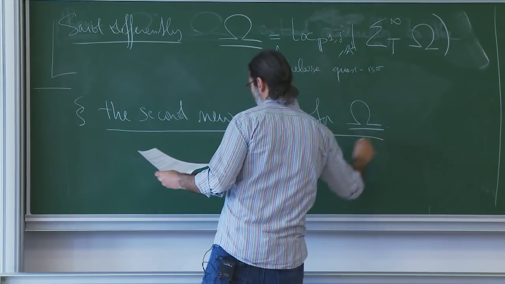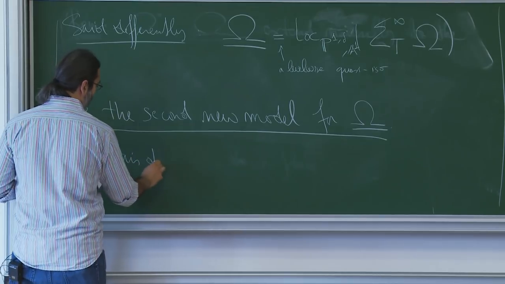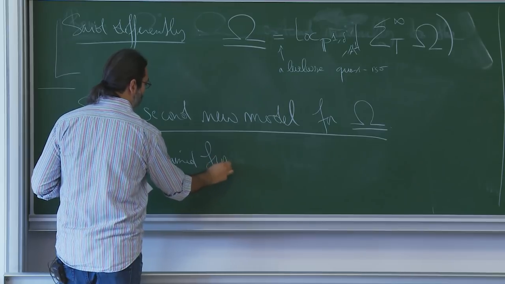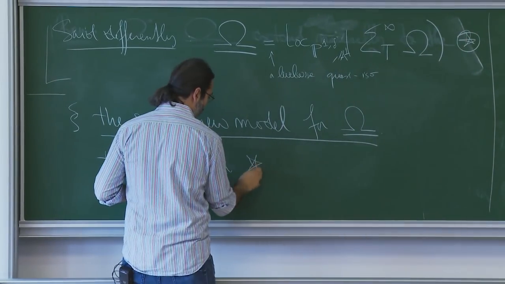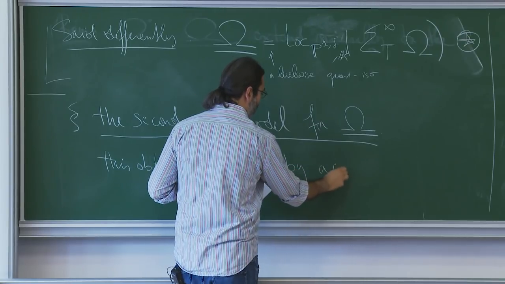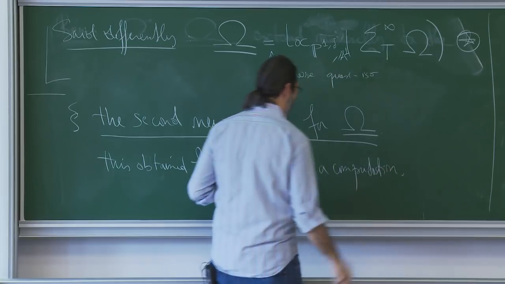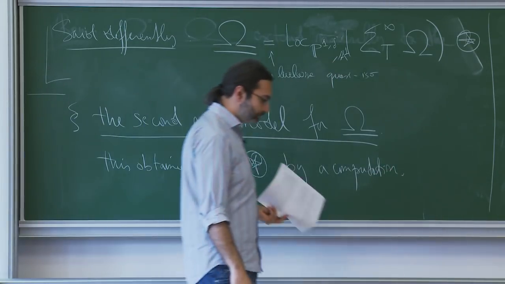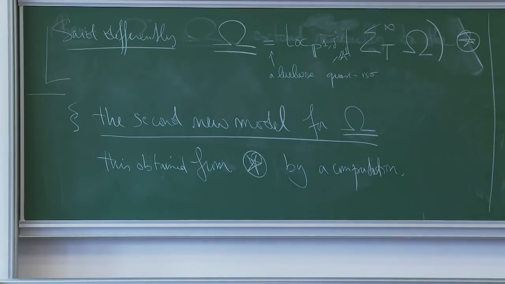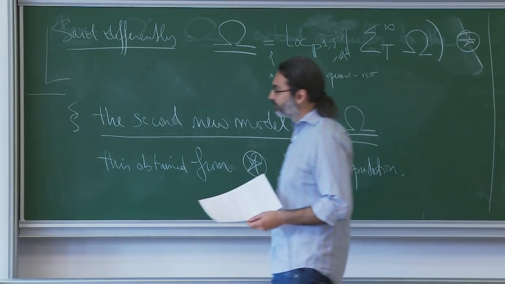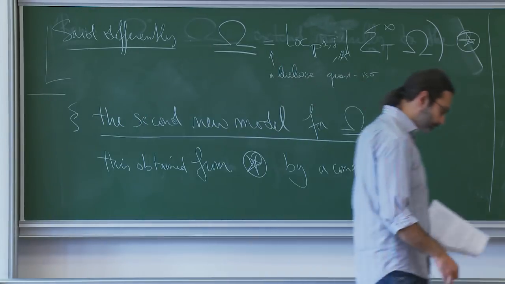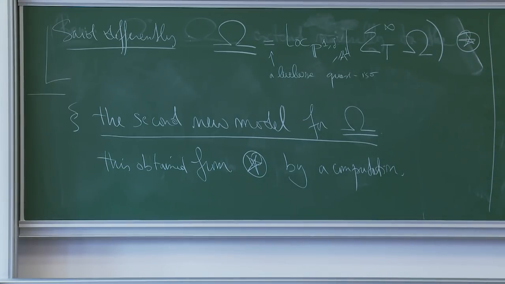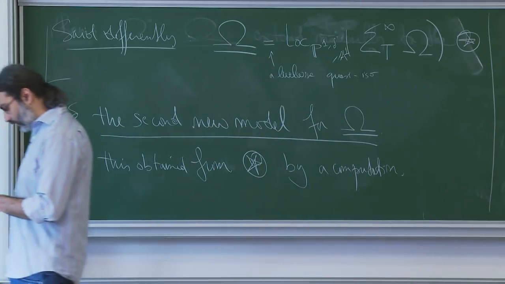So the idea, as I said, is that this is obtained from this formula, from star, by a computation. Some of the ingredients are similar to the proof I gave last time, showing that this first model I introduced was really a model for the de Rham complex. So we will see again the same machinery of stratification, flags, and so on that will appear in the outcome.